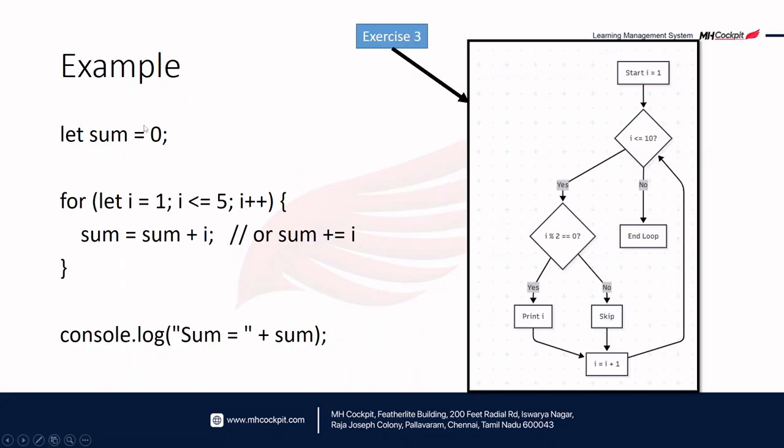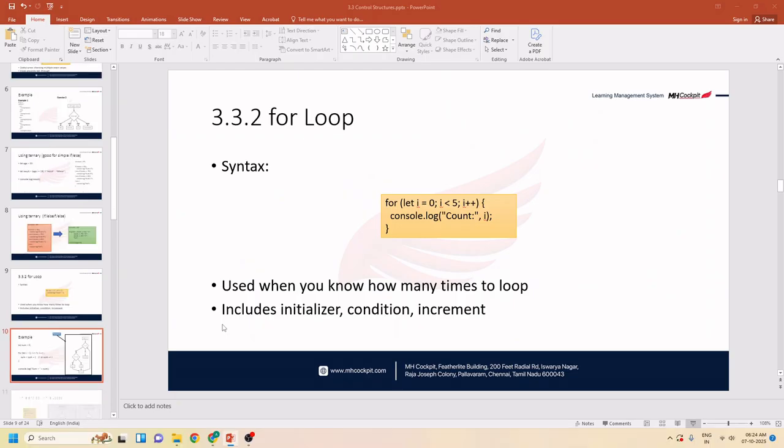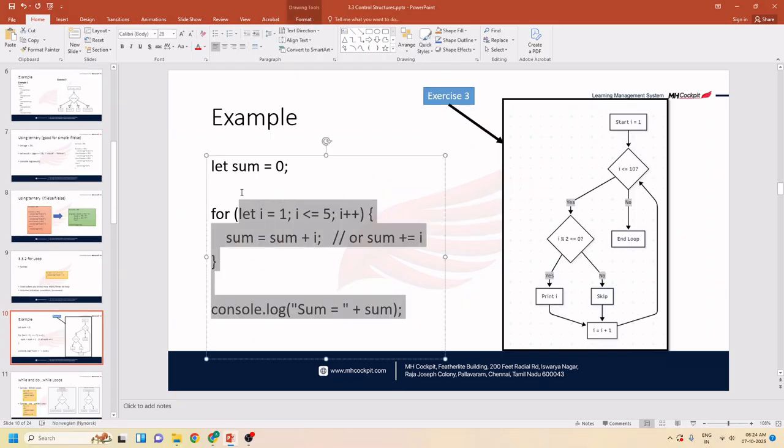Let me give an example. let sum = 0, and then the initialization, condition, and the incrementer, and finally you will be having the statements. console.log sum, so I'm printing the result of it. So let me try this.